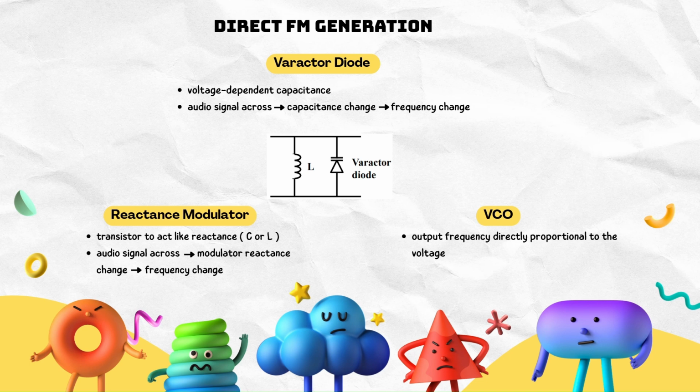Second, the reactance modulator. A reactance modulator makes a transistor behave like a variable capacitor or inductor. It is placed across the LC circuit of the oscillator, and as the transistor reactance varies with the audio signal, the oscillator frequency shifts. Third, the voltage controlled oscillator, or VCO, which is a circuit where the output frequency is proportional to the input voltage. If the message signal is fed into the VCO input, its frequency will continuously change.